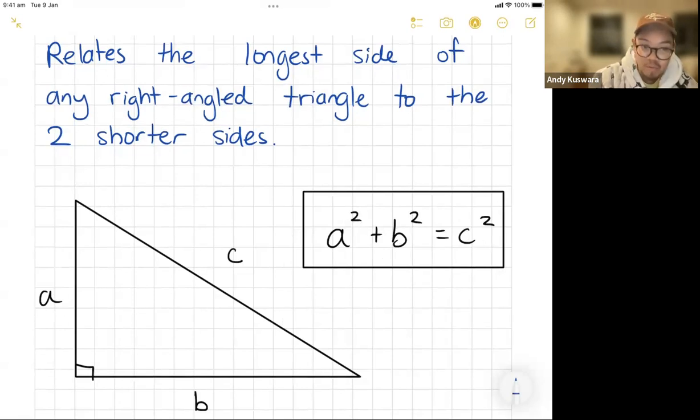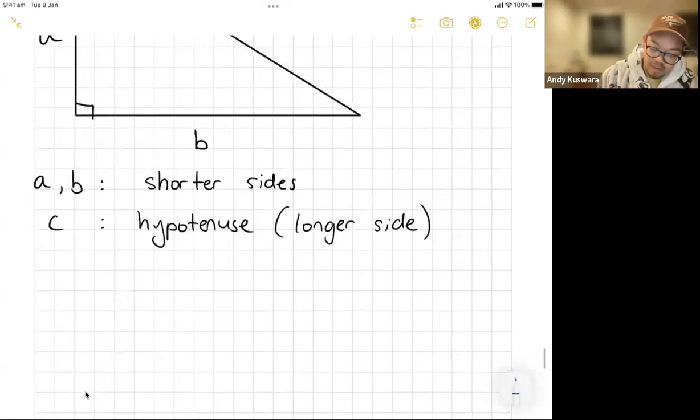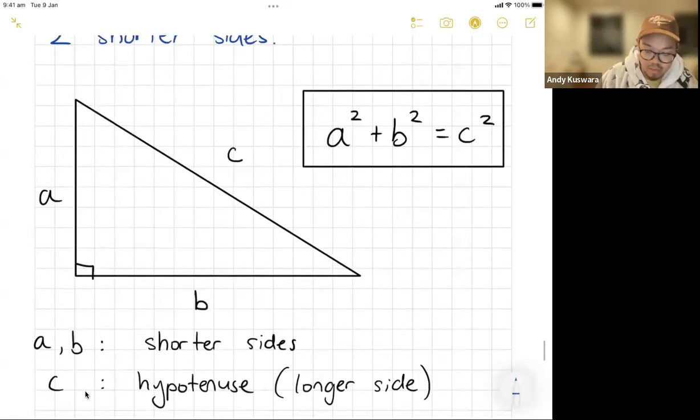In other words, the sum of the squares of our two shorter sides should equal the square of my longest side, which is the hypotenuse, and this only works for right-angled triangles. I've written here A and B are the shorter sides. C, in this case, we're always going to use as the hypotenuse or the longest side.